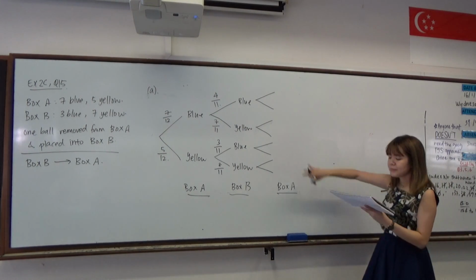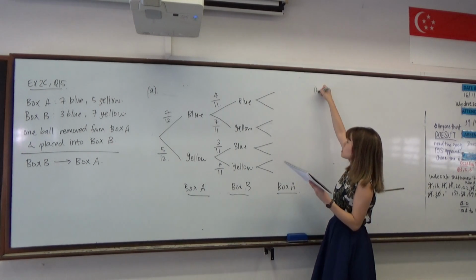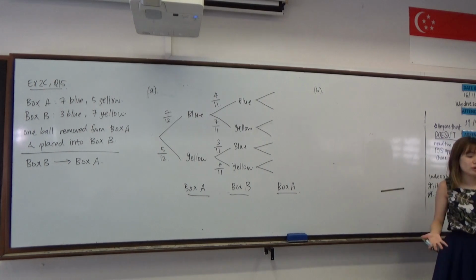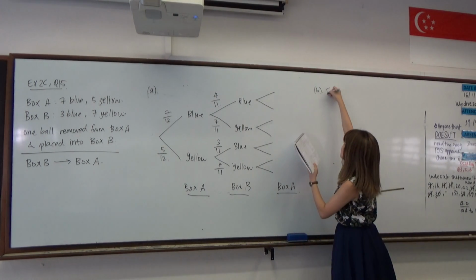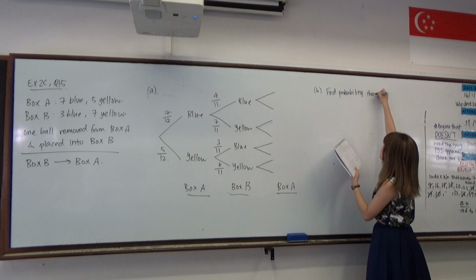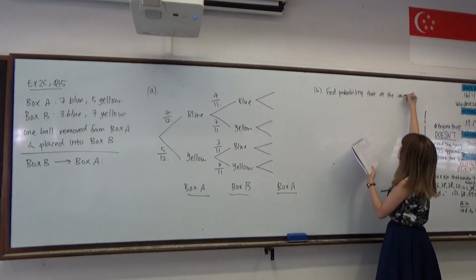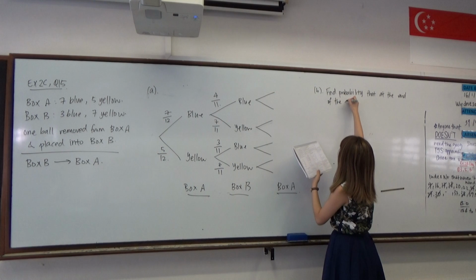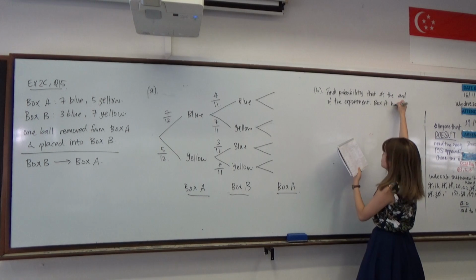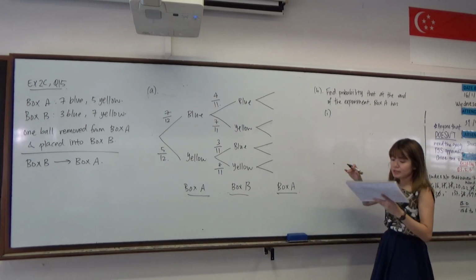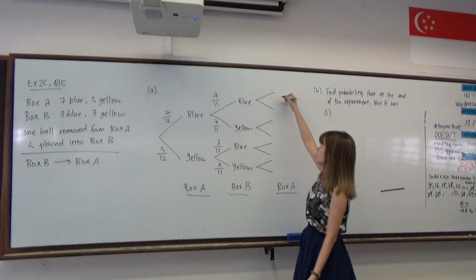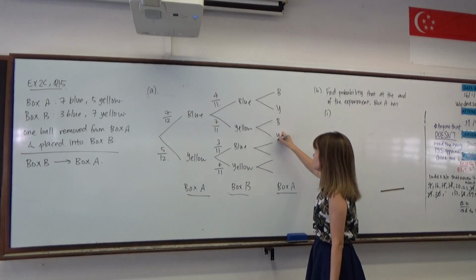That we need a third column, because in part B's question, the question is asking the probability that at the end of the experiment, what box A is going to have. That is what the question actually says. So we'll find the probability later on. So now we look at box A, filling up this column. So same thing, it will either be blue or yellow, blue or yellow.